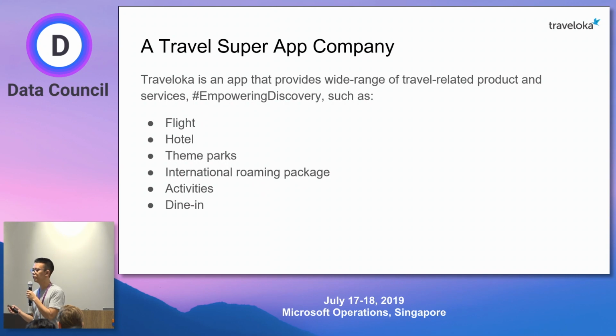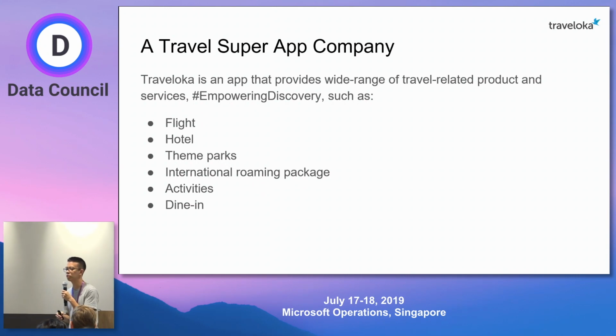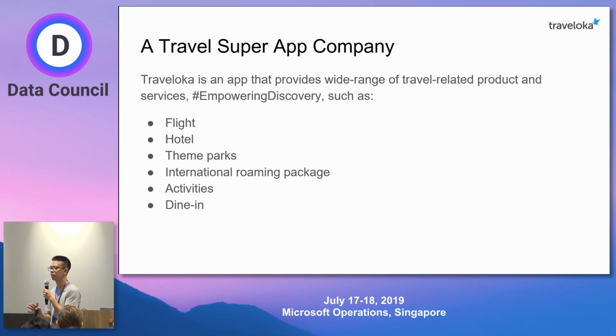Our challenge here is that each of the business units has its own business flow. If you book a hotel, compared to when you book a flight, the form or the information you need to provide to the app is different. It's even more different compared to, for example, a roaming package. Each business has its own characteristic, and it's quite different from one to another.